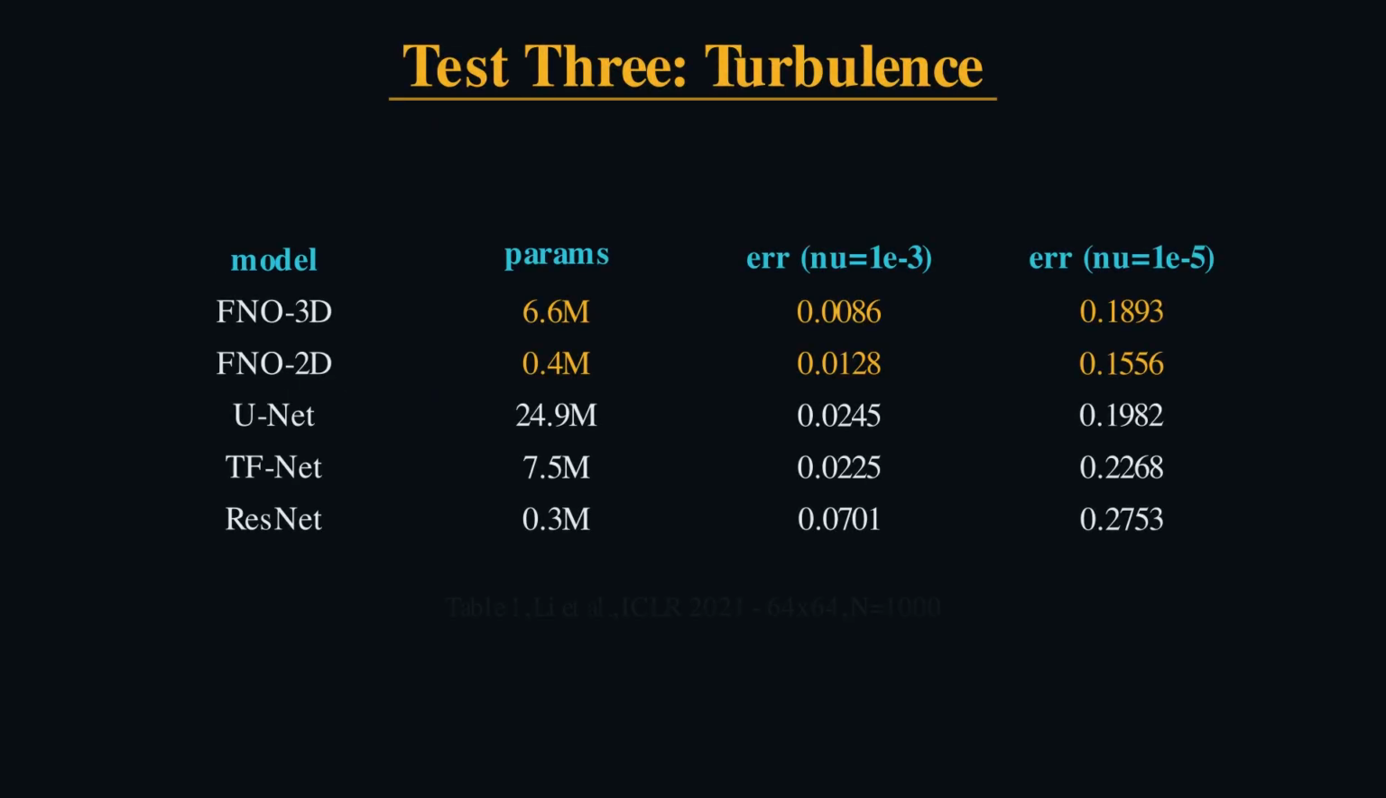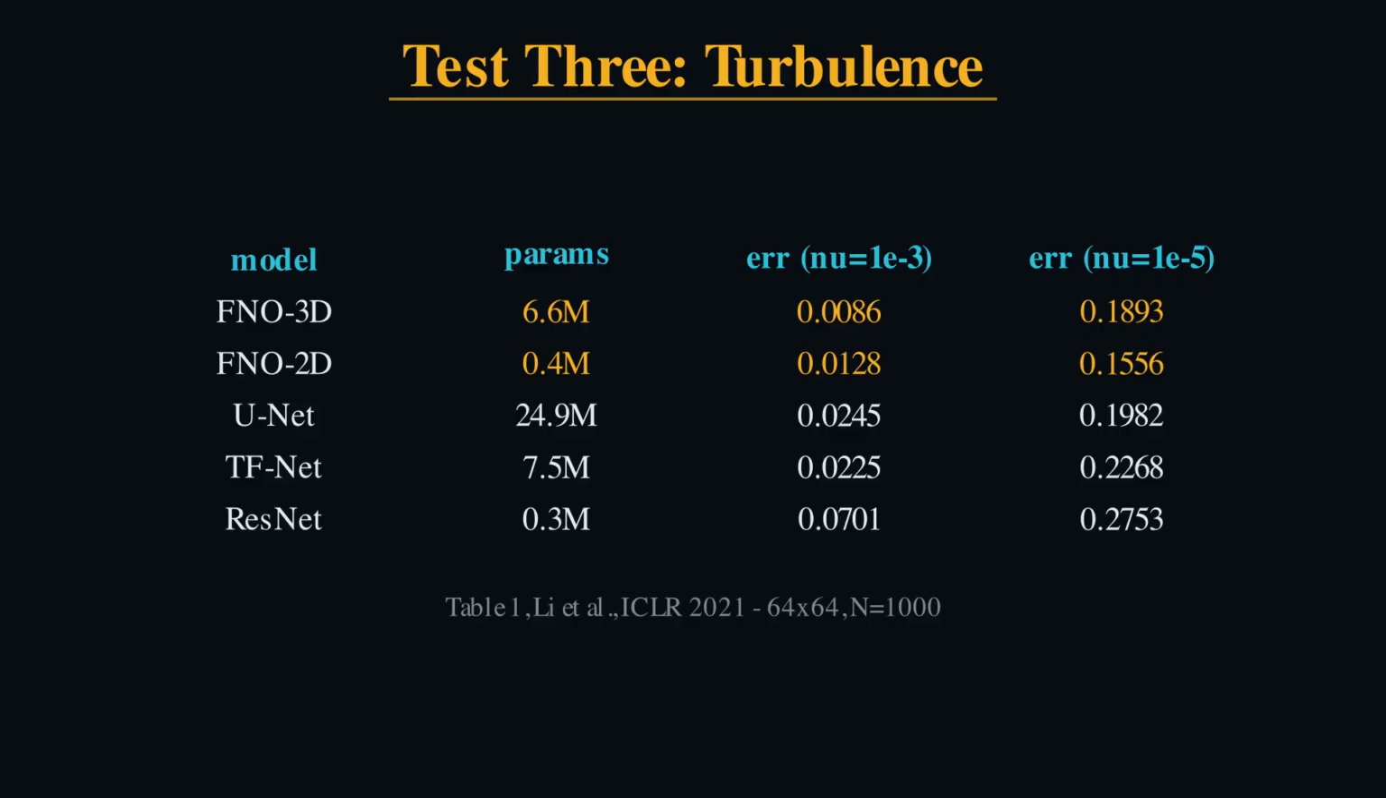Test 3, the boss fight. 2-dimensional turbulence in vorticity form. At viscosity 10 to the -3, the FNO's error is below 1%, half of UNets, with a quarter of the parameters. Honesty beat. Push into the chaotic regime, 10 to the -5, and every method degrades to 15–20%. The FNO wins, but chaos is still chaos.